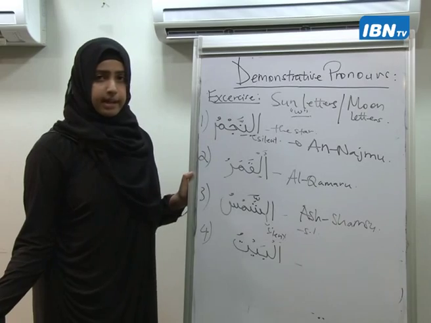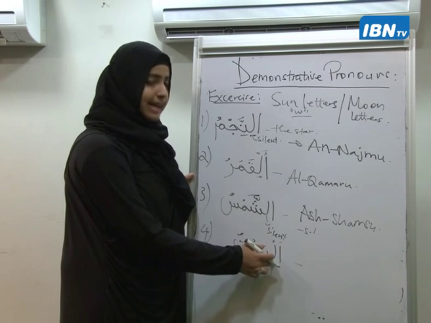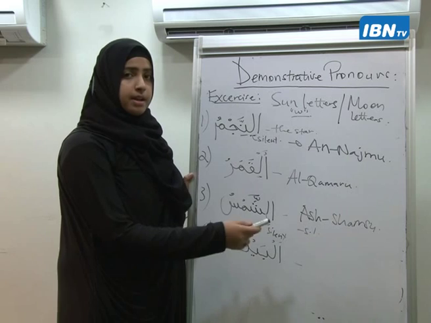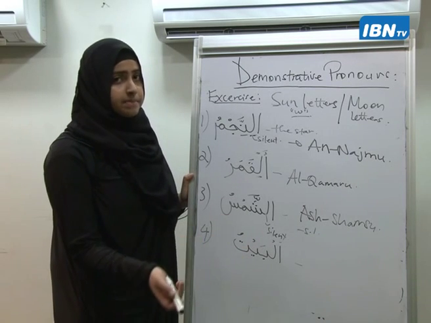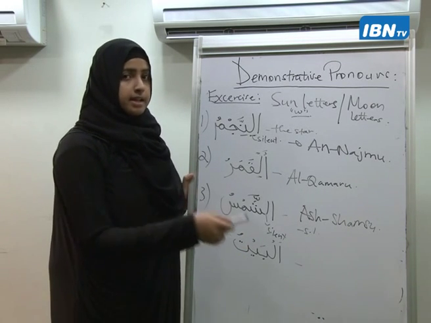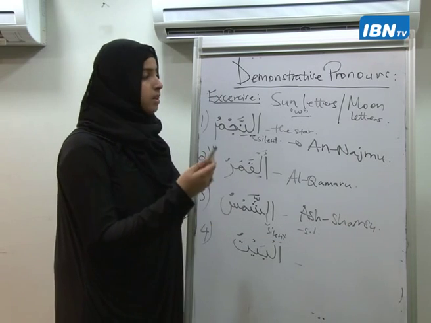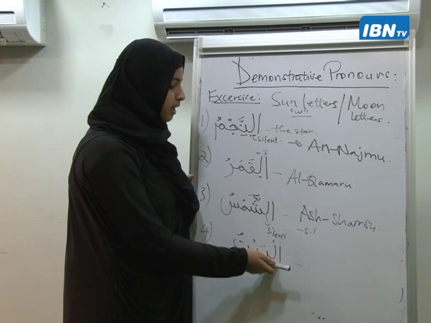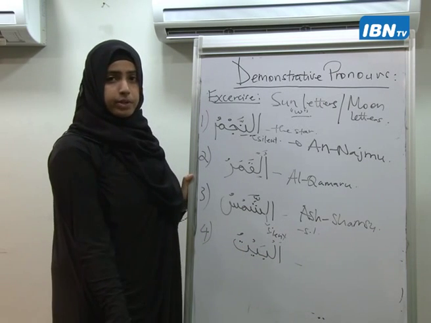Now, first step, what do I do? Look at the letter next to lam. Does it fall in the category of huruf al-shamsiyya? La. Does it fall in the category of huruf al-qamariya? Na'am. It falls under the category of huruf al-qamariya. Therefore, what am I going to do?